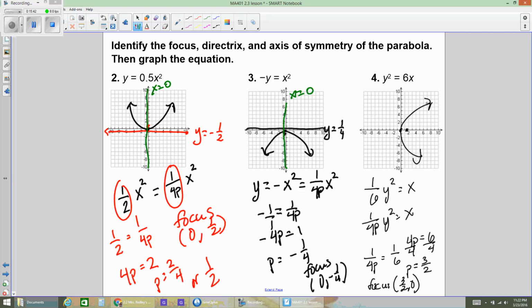And it's going to look like that. Our directrix is going to be at negative 3 halves. X equals negative 3 halves. And going for green again, axis of symmetry, y equals 0.